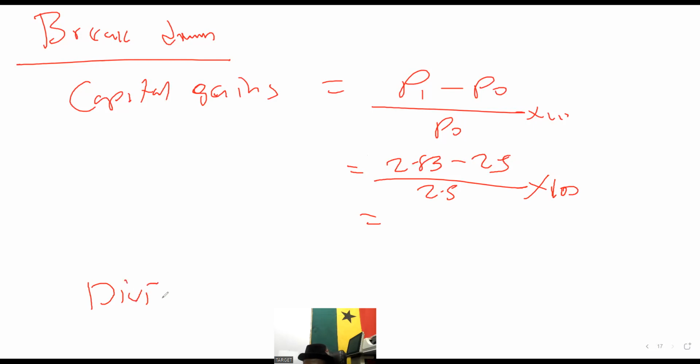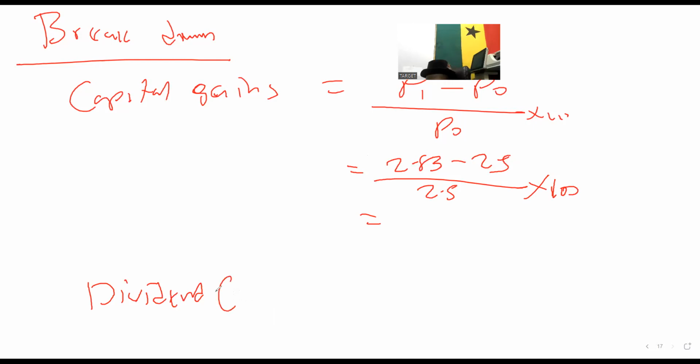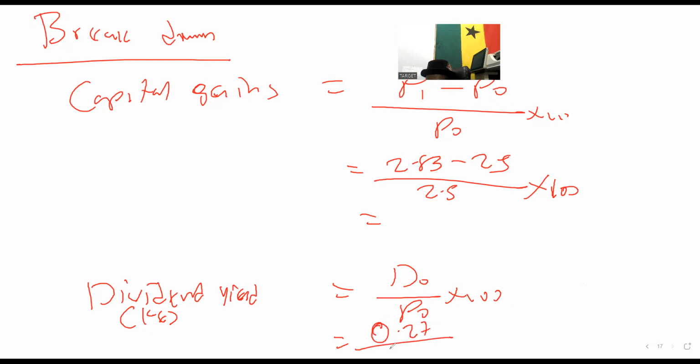Then the dividend, I'll give you its right name. It's called the dividend yield. In the near future, we'll call it cost of equity. It's equal to the dividend they paid, so D naught over P naught. That should give us dividend of 0.27 over 2.5, times 100. So what do you get for the two?